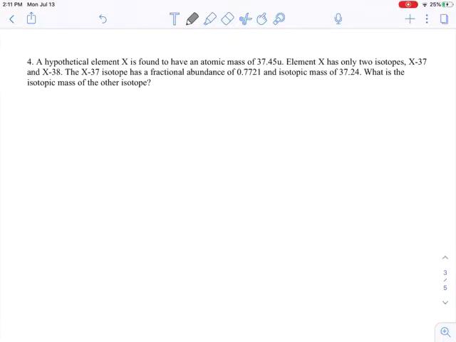Now, in this one, they're actually starting you with the answer. They're telling you that the average is 37.45. Well, what else are they telling you? Well, they're telling you it comes in two different flavors, this element X isotope, 37 and 38. Except that they're telling you it's really not 37. The 37 actually has a mass of 37.24, because they're telling you that X37 has a mass of 37.24.